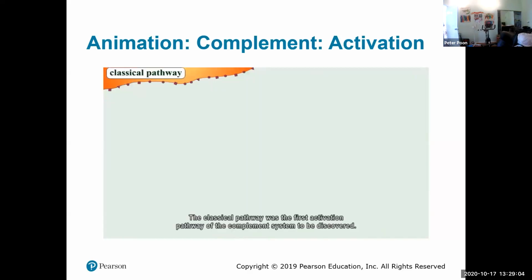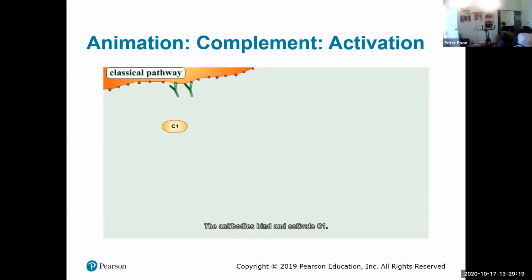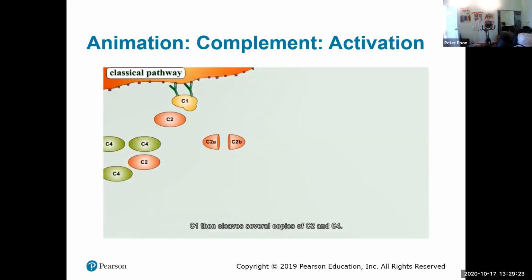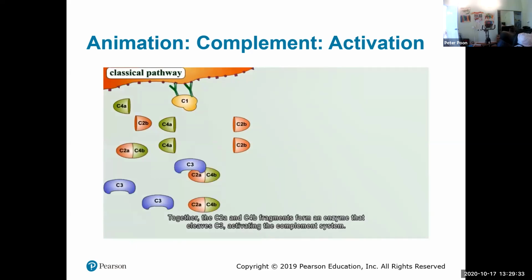The classical pathway was the first activation pathway of the complement system to be discovered. The classical pathway begins when a pair of antibodies attach to antigens, such as proteins or a large polysaccharide on the surface of a bacterium. The antibodies bind and activate C1. C1 then cleaves several copies of C2 and C4. Together, the C2a and C4b fragments form an enzyme that cleaves C3, activating the complement system.